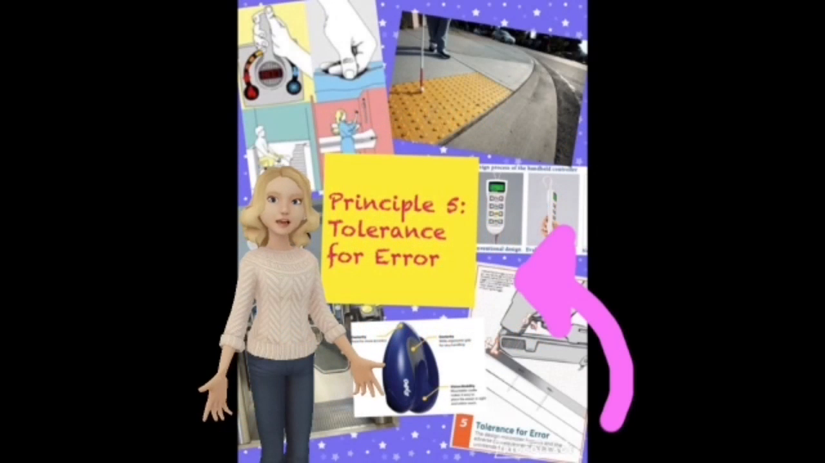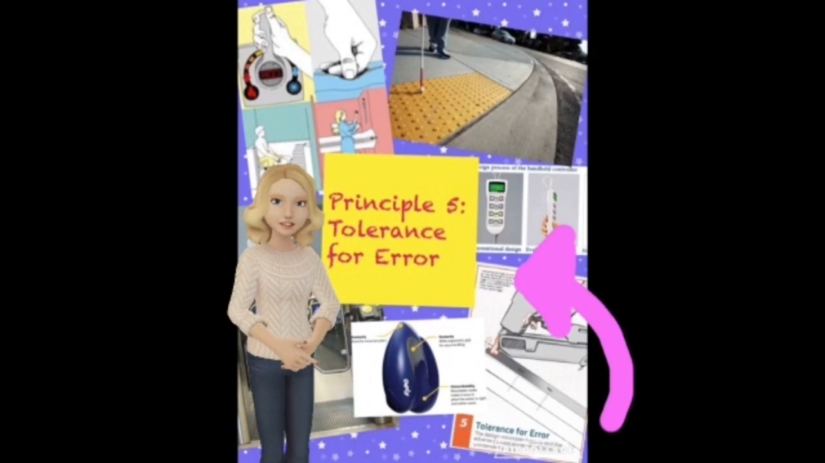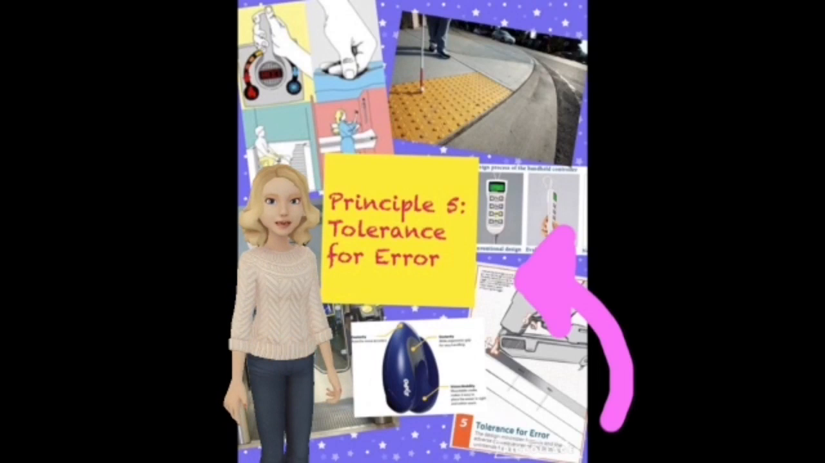Principle 5 is tolerance for error, and that means that the design minimizes hazards and any accidents that could happen. It may mean that the device is very easy to use and very safe to use, but it could also mean that there are warnings and fail-safes included in the design.